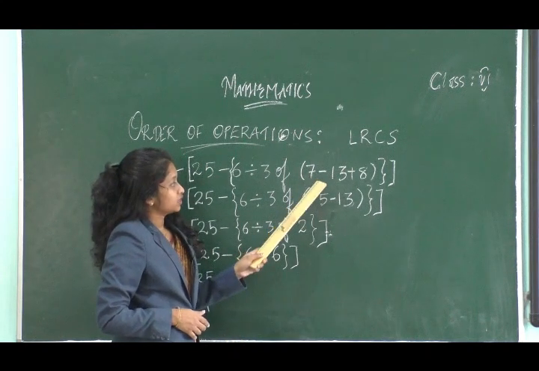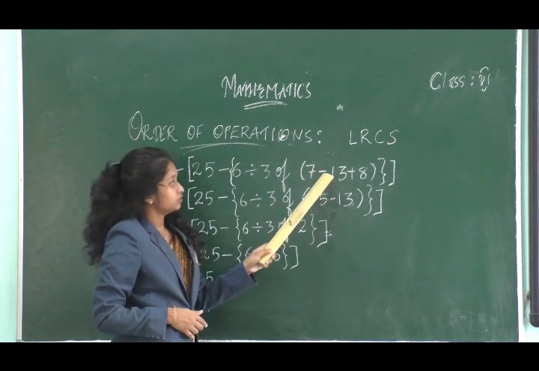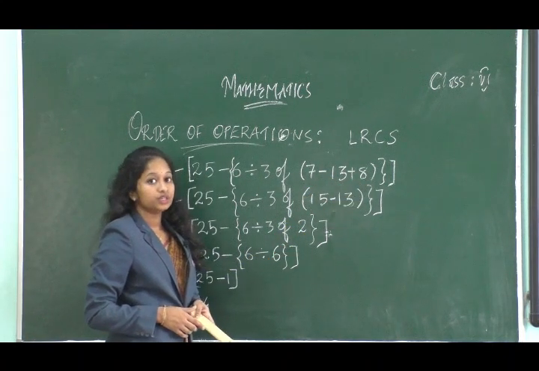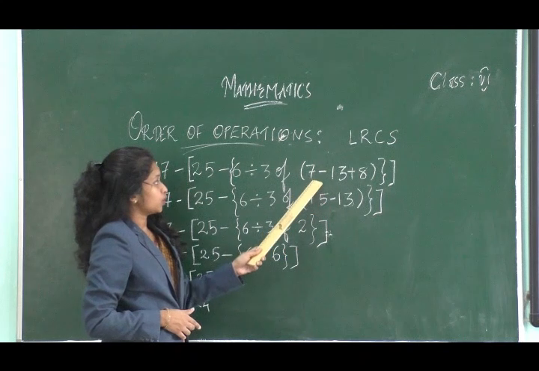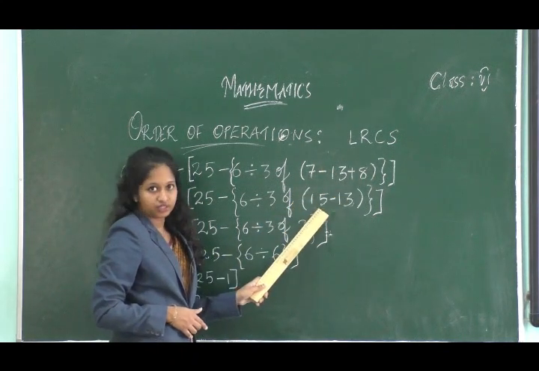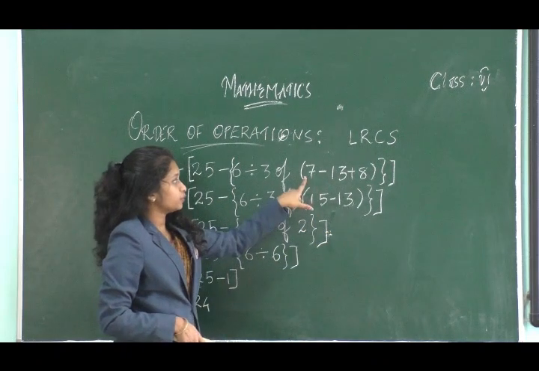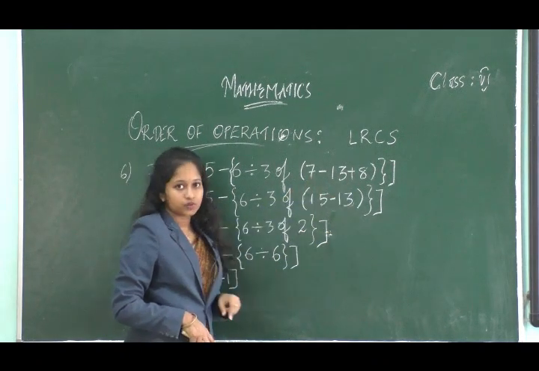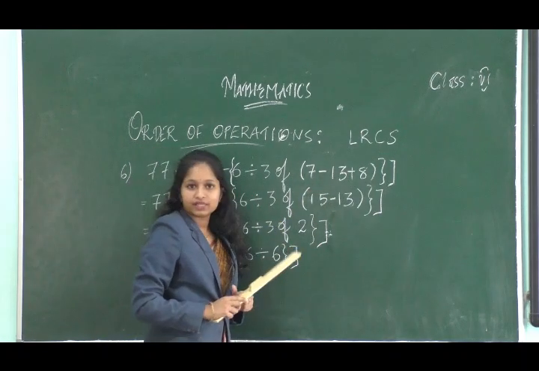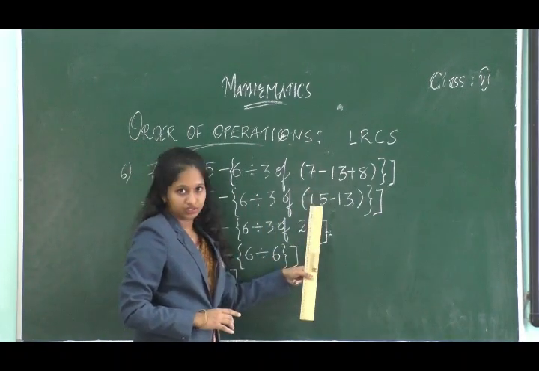So what are the operations here? Subtraction and addition. You have to go with addition first. So what is 7 plus 8? It is 15. 7 is having a positive sign and 8 is also having positive. So we have to add first, and 7 plus 8 is 15.